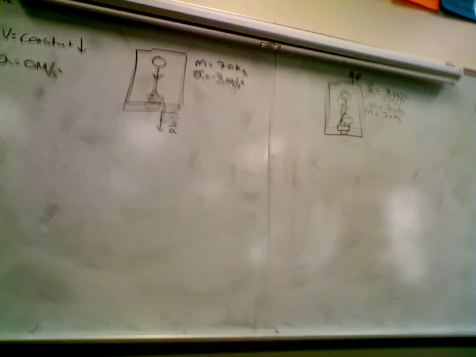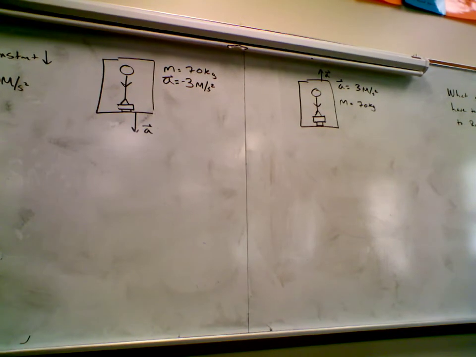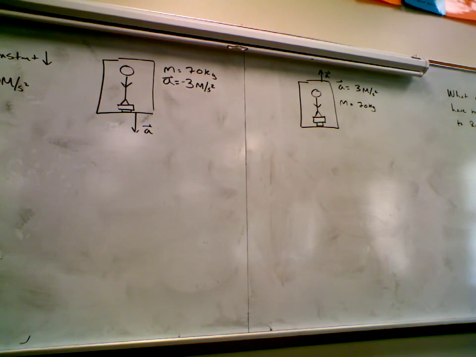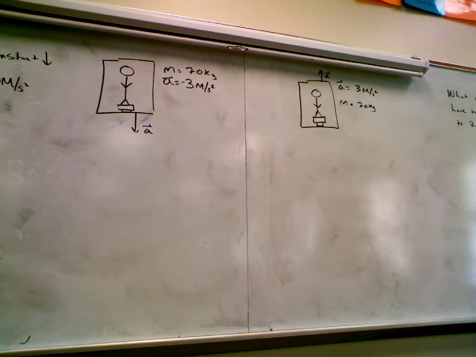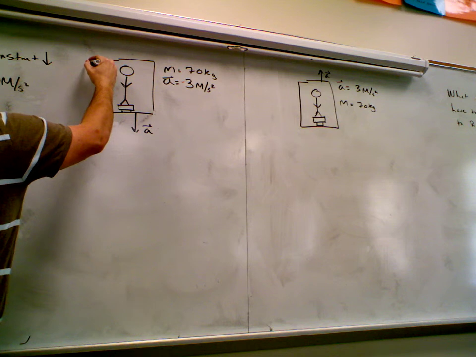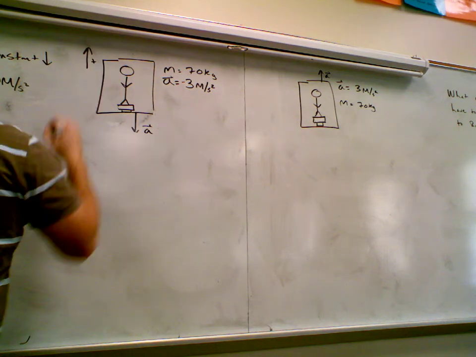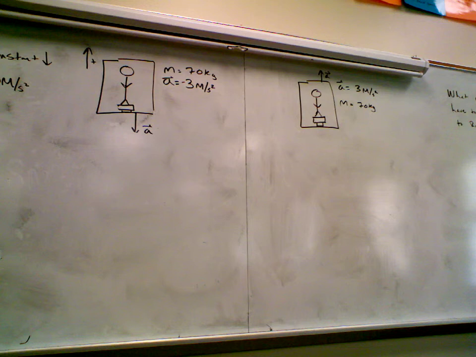Okay, does that make sense? Okay. Now, we're going to look at a different situation. In the next situation, same person. Okay, I know they looked a little taller here. I'll fix it in a second. Same person, mass is still 70 kilograms, except now the acceleration is which way? Down. It's -3 meters per second squared, because we know it's down because earlier we said which way was positive? Up. We called up positive. So the acceleration is -3 meters per second squared. So this elevator is accelerating down.